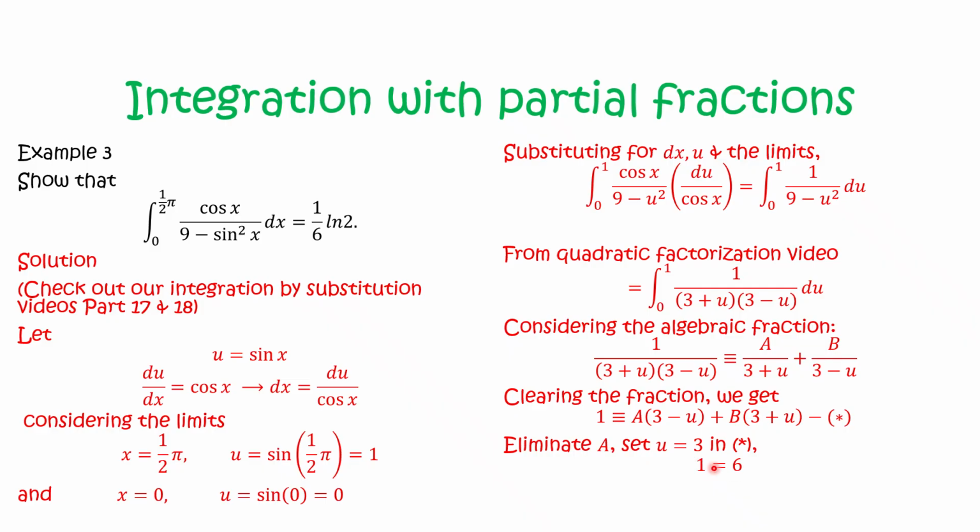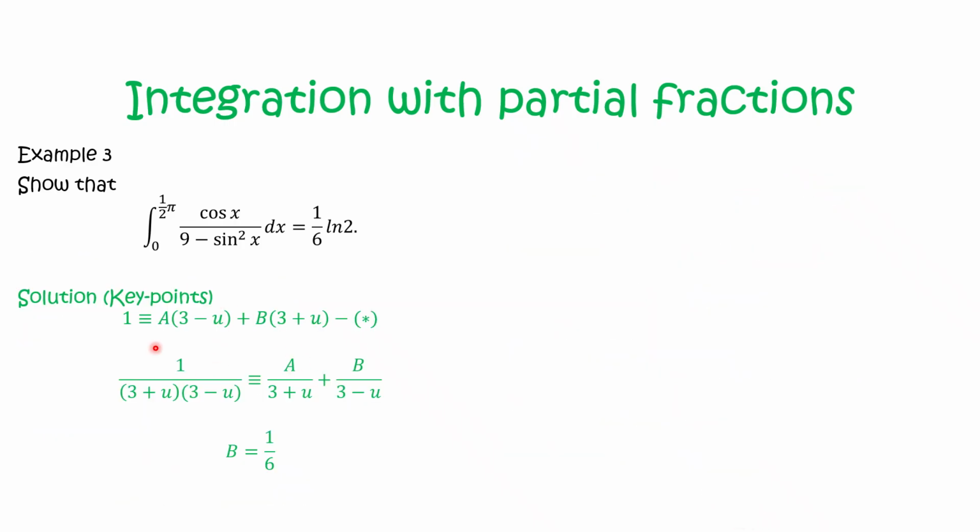Eliminating A, we set u to be equal to 3 in star, implying that 1 is equal to 6B, then B is equal to 1 over 6. Now, we have the question and the key points on the left-hand side as usual. We have the identity star. We have also the partial fraction form, as well as the value of B of 1 over 6.